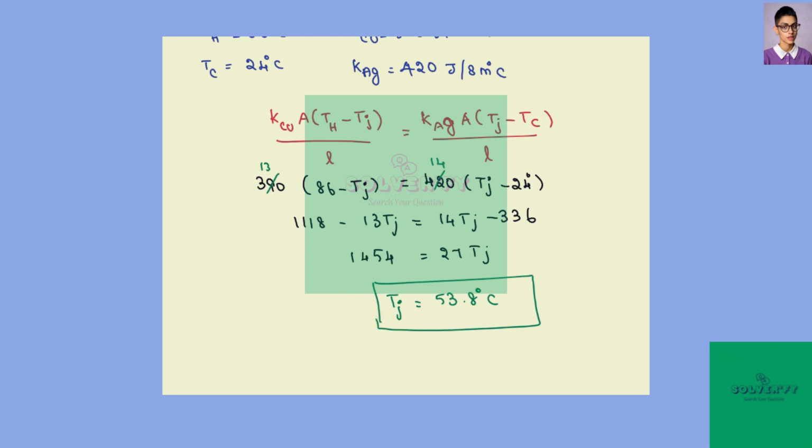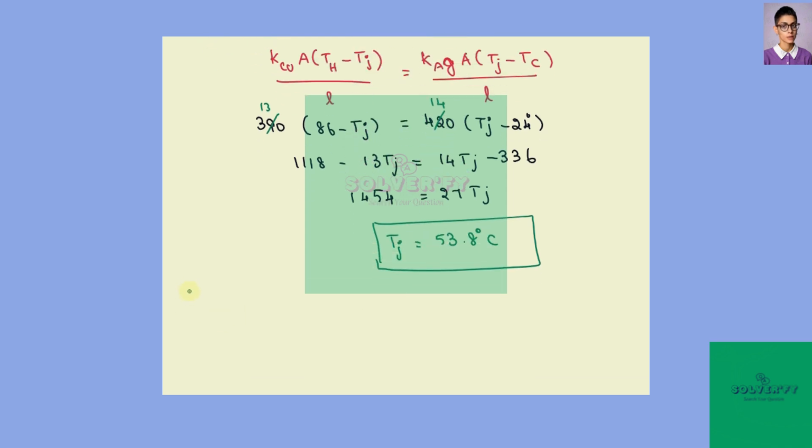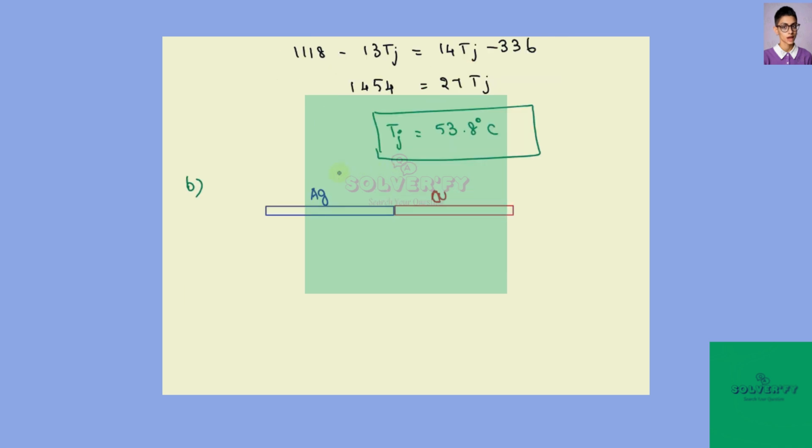This is for the first case. And for the second case, now the rods being interchanged, that is the silver rod comes in front and then the copper rod. Here the hottest temperature and coldest temperature remain the same. So Th is 86 degrees Celsius, and Tc is 24 degrees Celsius, and the thermal conductivities remain the same. In this case, we have to find the junction temperature if the rods are interchanged.